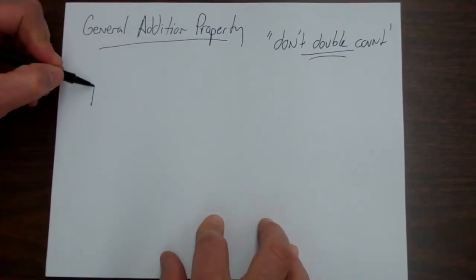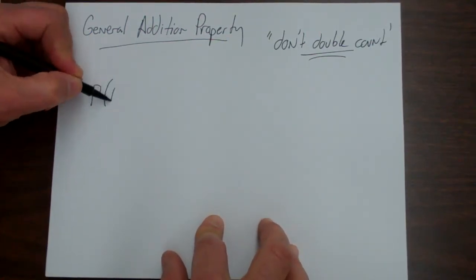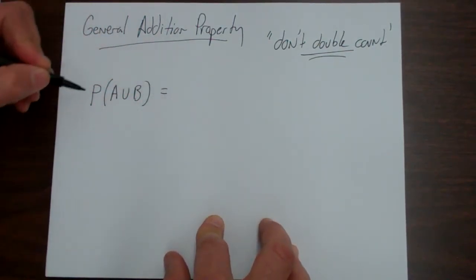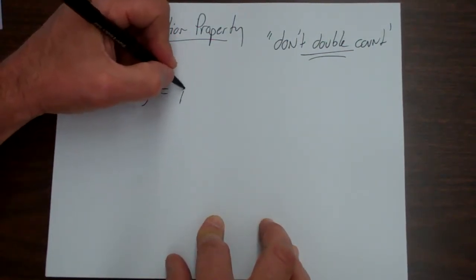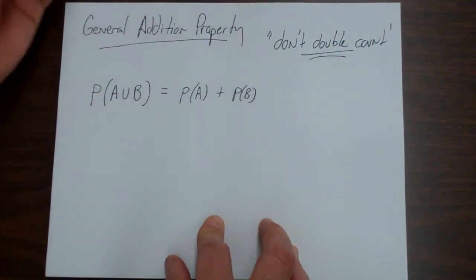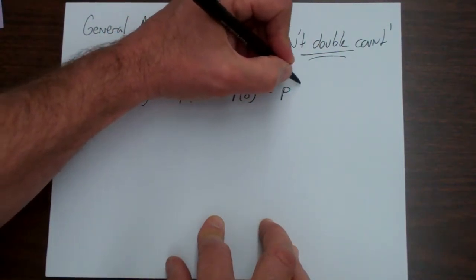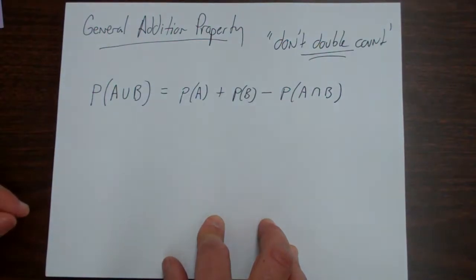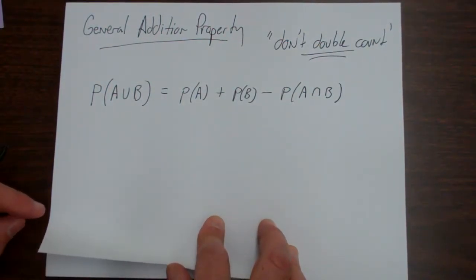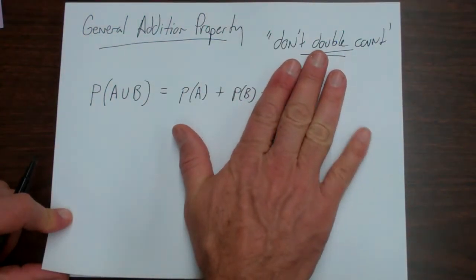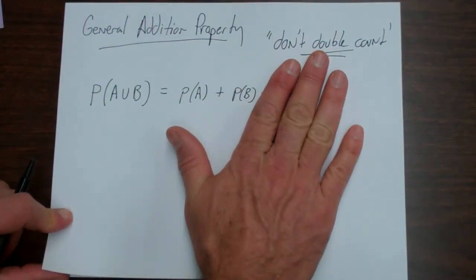And here's the idea. This is the formula for the probability of A or B occurring. The probability of A or B is simply equal to the probability of A plus the probability of B minus the probability of A and B. And the reason for this is if you just add up A and B, then you're double counting those which are both.